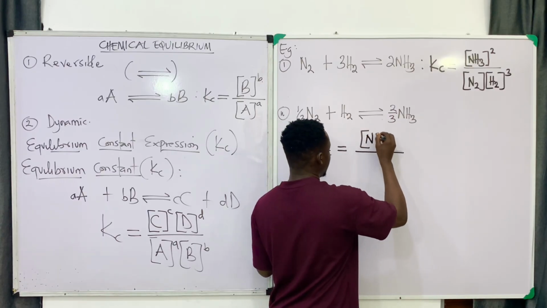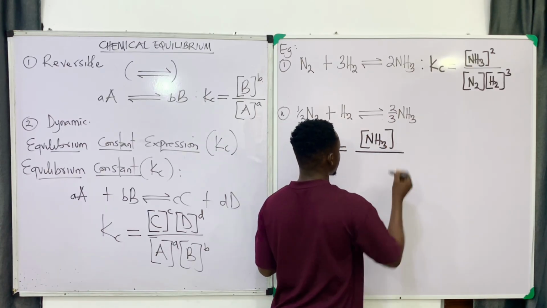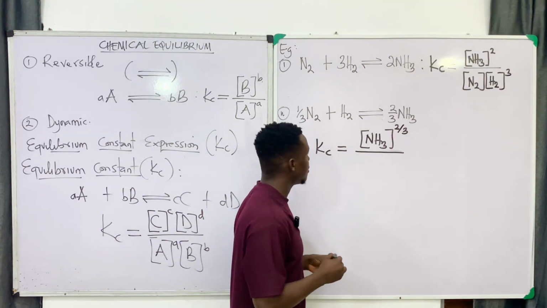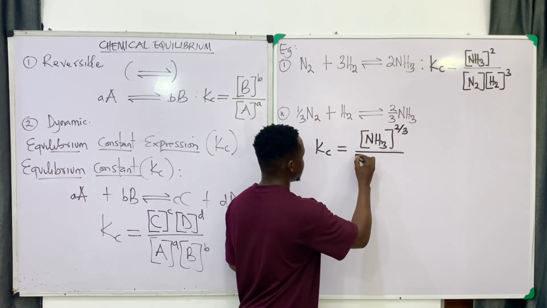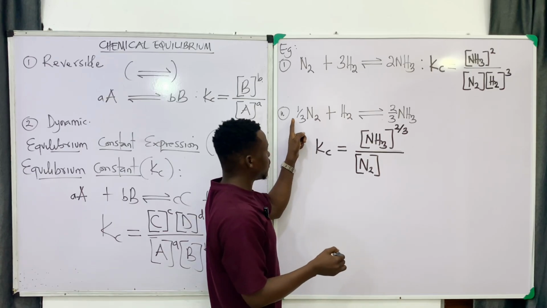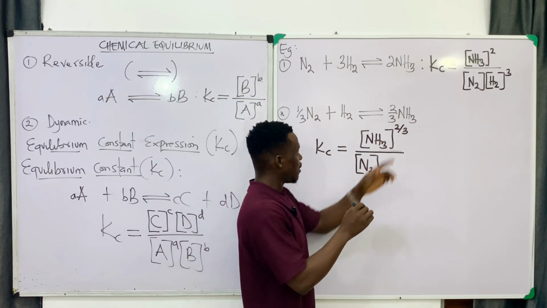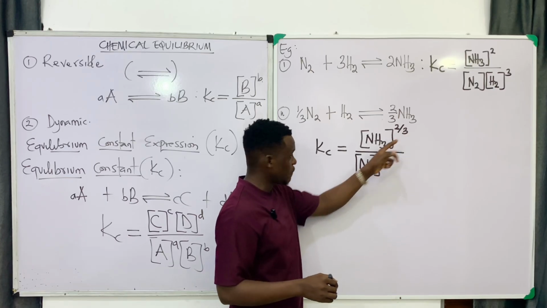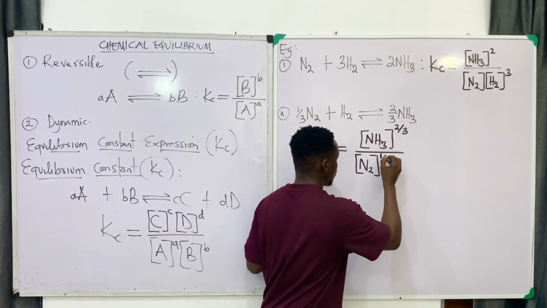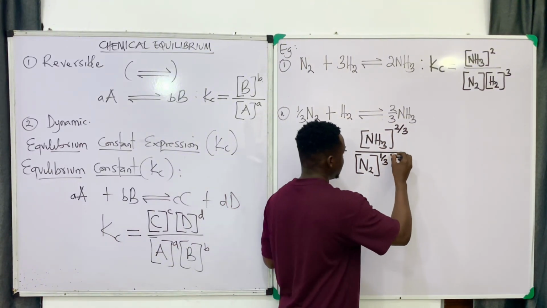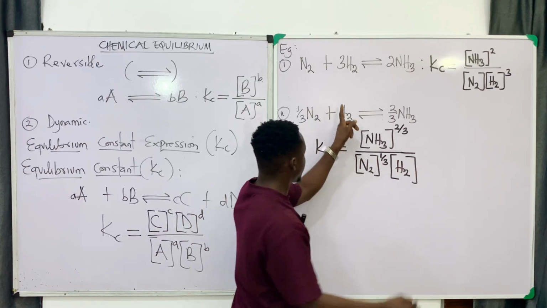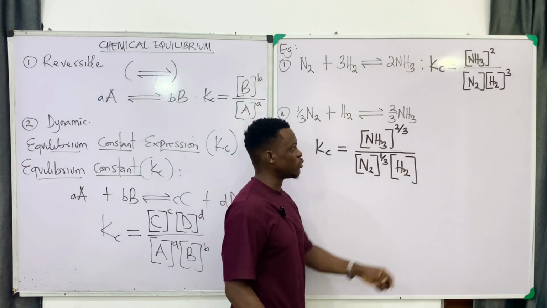Concentration of ammonia, NH3. The coefficient of ammonia is 2/3, all over the reactants, N2. The coefficient of ammonia is 2/3. That's why we have 2/3 here. All over that of nitrogen, the coefficient of nitrogen here is 1/3, times H2. The coefficient of hydrogen here is 1, so that is why we are not going to put 1 here.